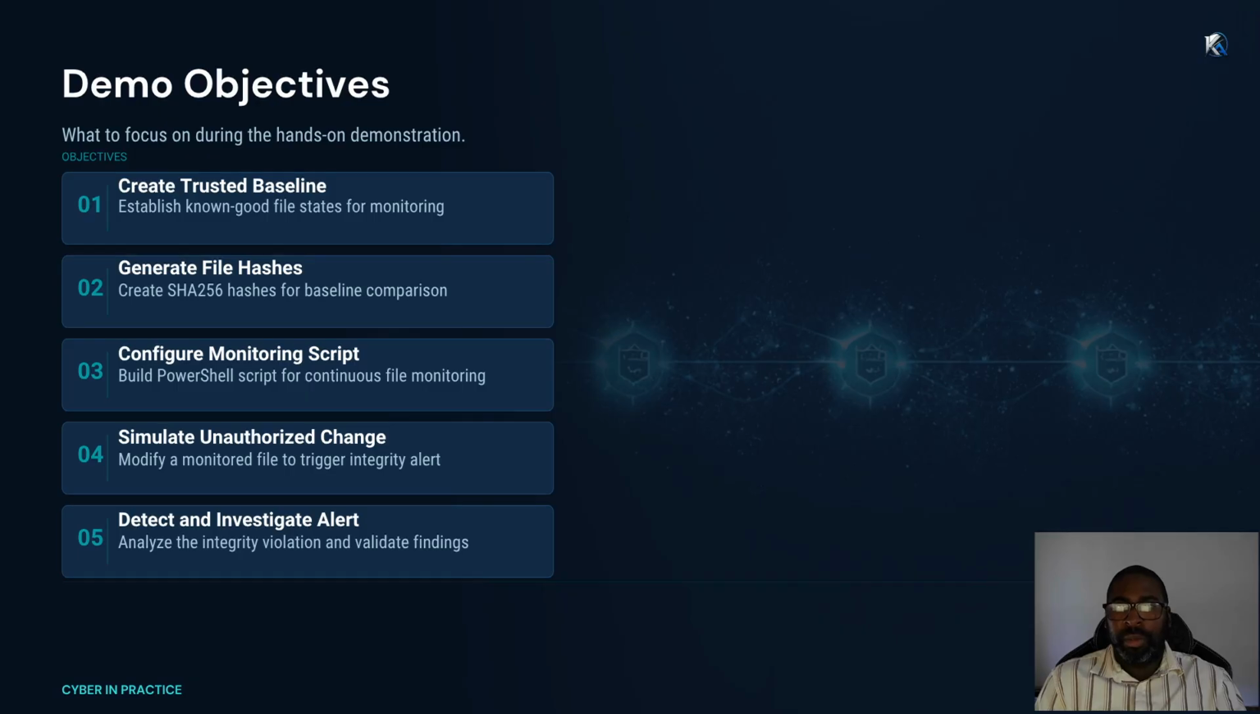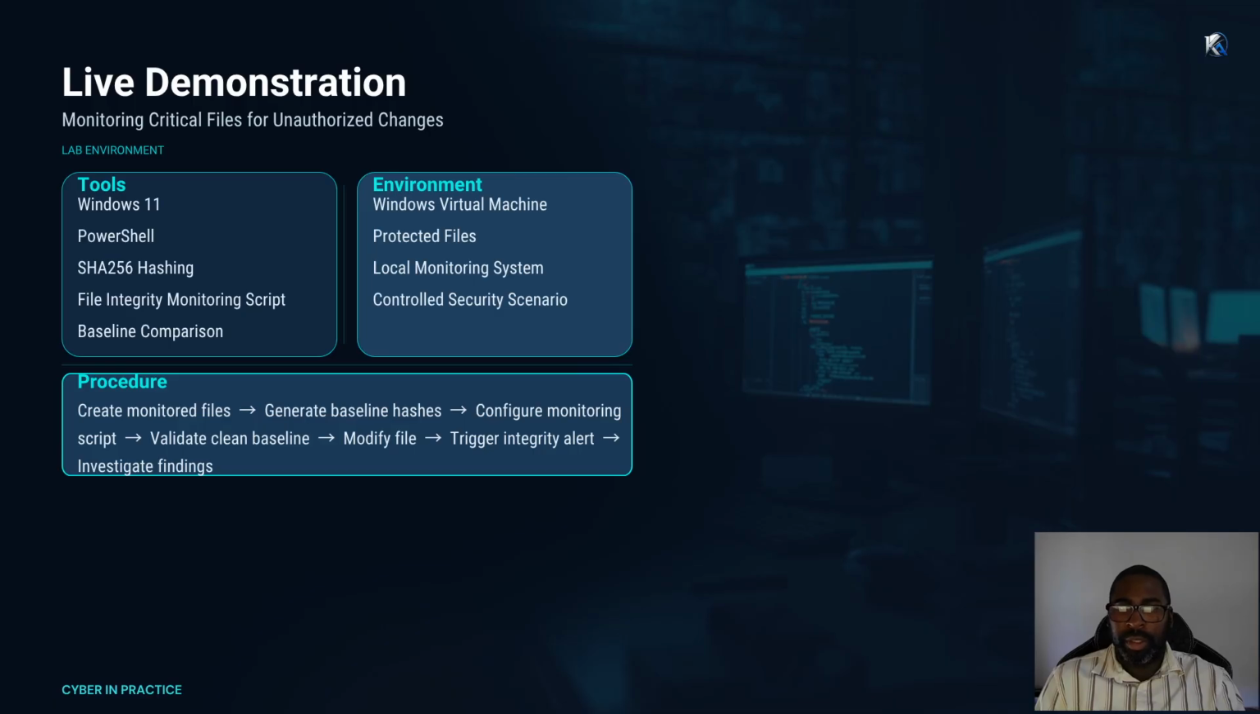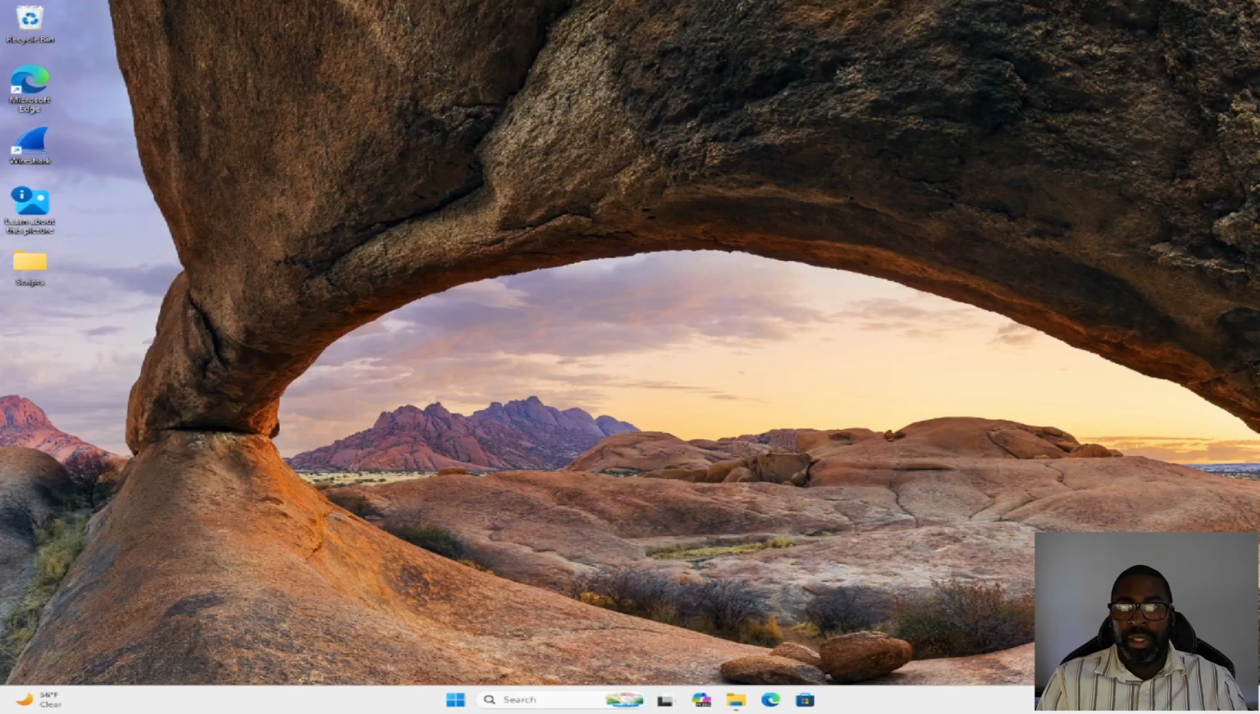For today's demonstration, we'll establish a trusted baseline, generate SHA-256 hashes, and use an automated monitoring script to verify file integrity. We'll then simulate an unauthorized file modification, rerun the monitoring process, and investigate the results and alerts. This will allow us to see how security teams detect, validate, and respond to unexpected file changes in real-world environments. With those objectives in mind, let's move into the hands-on portion of this demonstration. We'll introduce a modification, trigger an alert, and investigate the results to see how file integrity monitoring works in practice. Let's get started.